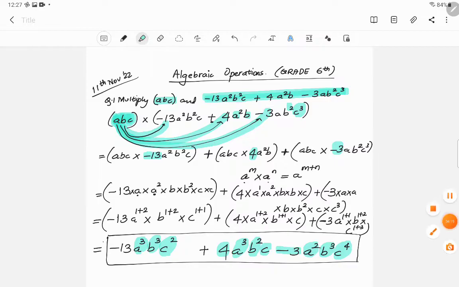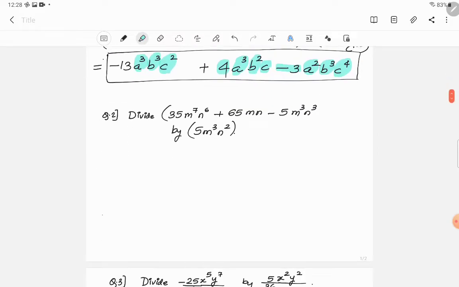Am I clear children? I hope the first question of the multiplication of a monomial with a polynomial is clear with you guys. You are writing and mentioning the product law in this case. Alright, let's go with the second question children.